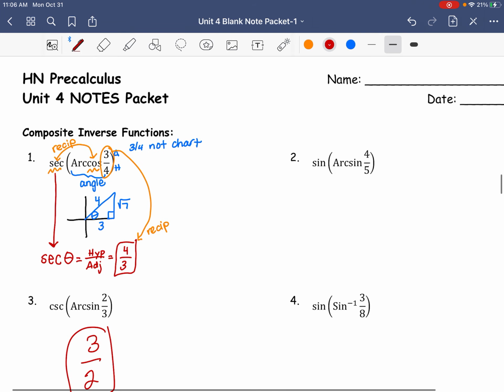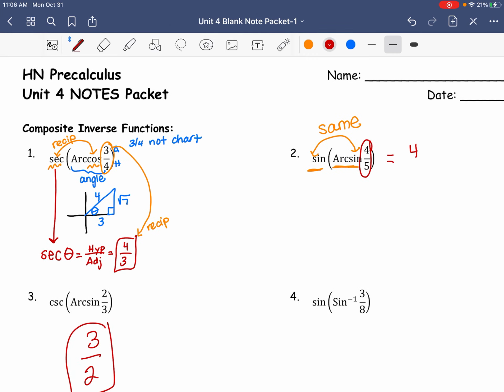Okay, number 2 is a nice shortcut as well. We could draw a triangle, but these guys are the same. Sine, arc sine. If ever you realize they're the same, your answer is just going to be the same. 4/5. Kind of like cross off sine, arc sine. Look at number 4. What do you think the answer to number 4 is? 3/8. They're the same.